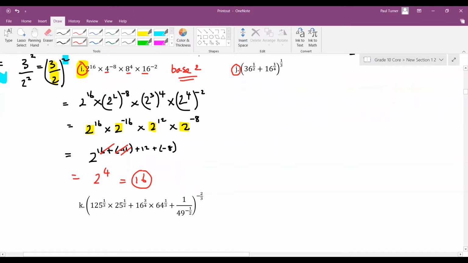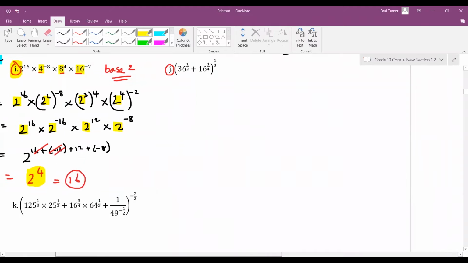So that's the key. The main thing is to change all of these powers and try to make them the same. And we did, we got 2, 2, 2, 2. So then it's very easy to calculate the answer once you have that. Right, I'll leave it there if you're copying it.